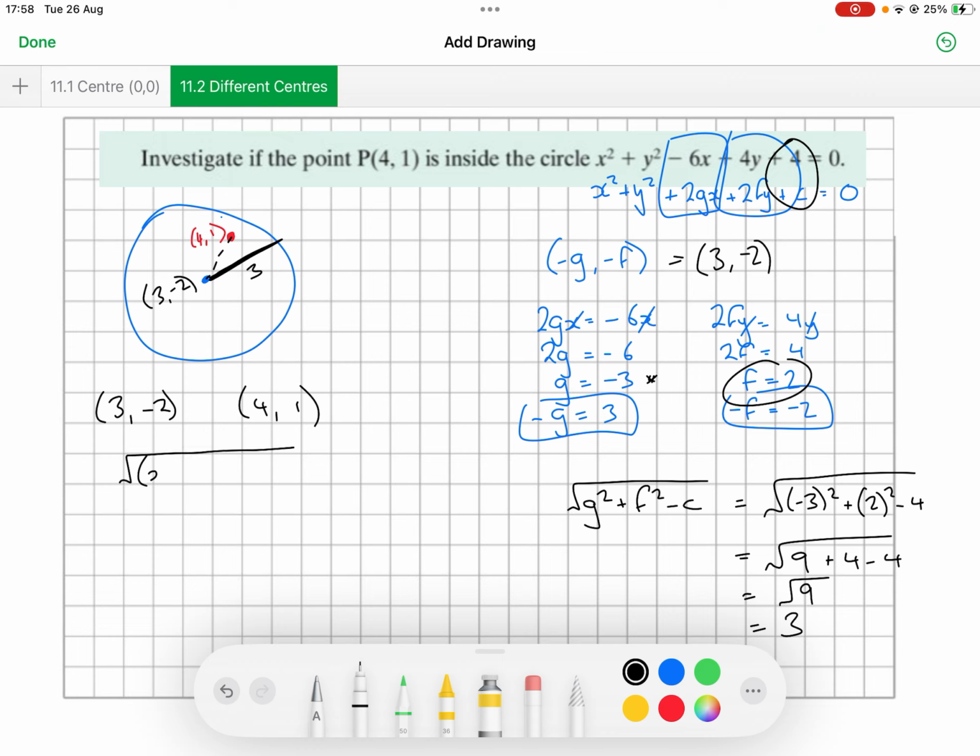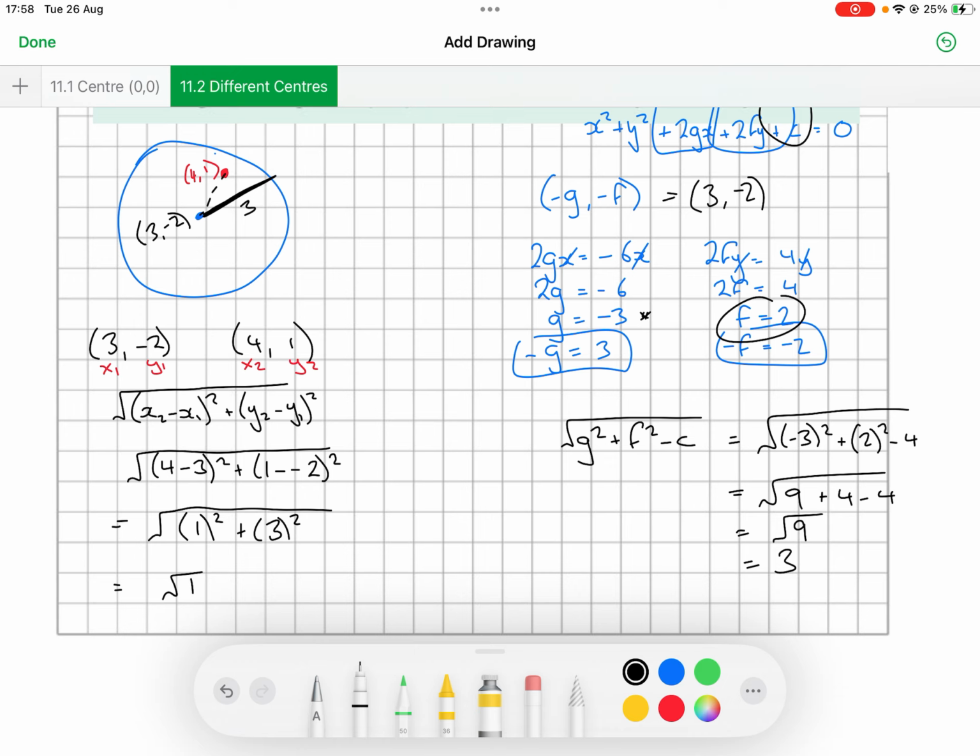So your distance formula from coordinate geometry: the square root of (x2 minus x1) squared plus (y2 minus y1) squared. x1, y1, x2, y2, and I'm just going to substitute them. So x2 is 4, x1 is 3, y2 is 1, and y1 is minus 2, just mind your signs. So that's going to give me 1 squared. 1 minus a minus 2 is 1 plus 2, which is 3 squared. And that's going to give me the square root of 10.